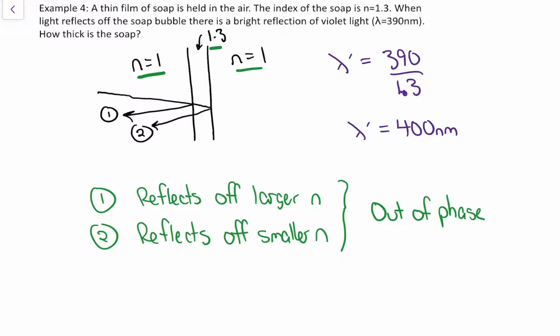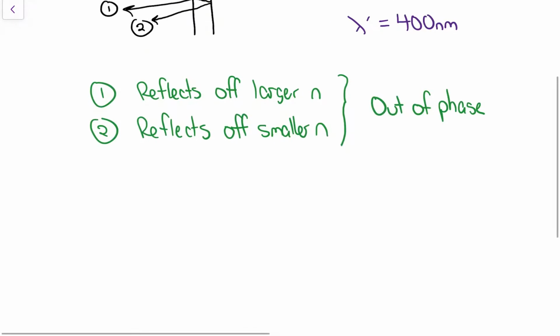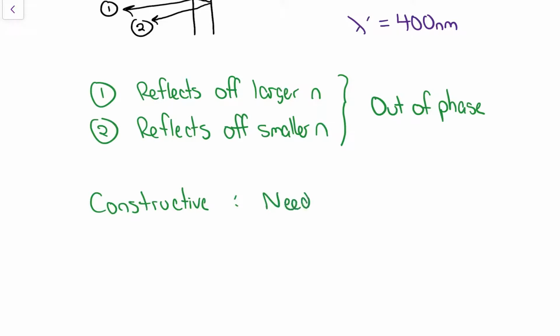Now the logic step. Because of the reflecting, they're out of phase with each other, but the question says there's to be a bright reflection. The question wants there to be constructive interference. If they're out of phase, we need to get them back in phase. So we need the 2t to be half of the lambda prime.